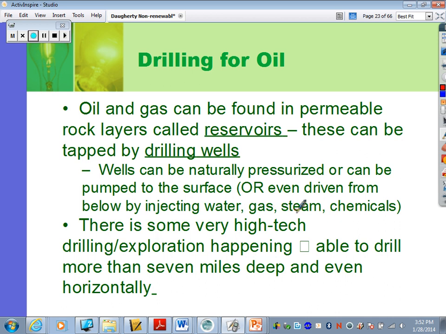We're going to be looking at fracking during this unit, and that's a pretty cool new age technology they're using, but it's very controversial. You have a lot of people saying there are a lot of environmental issues with it, and some people saying it could give us however many years of oil we would need. So here it says there's some very high-tech drilling exploration happening. We're able to drill more than 7 miles deep and even horizontally, and that would be like the fracking that I'm talking about.